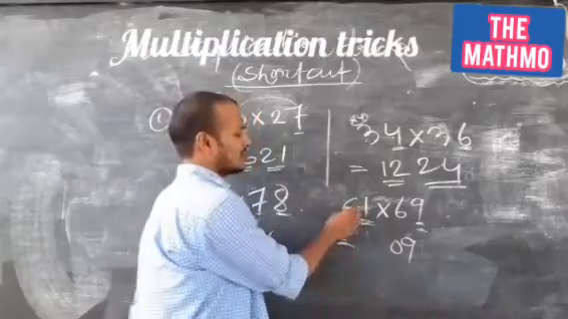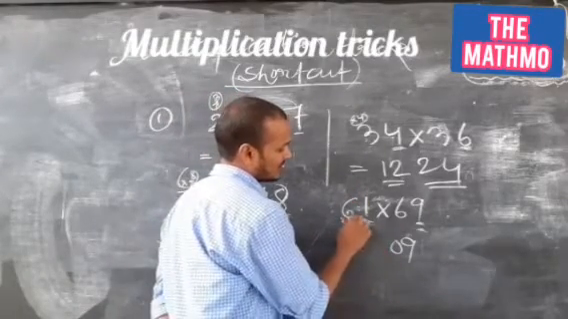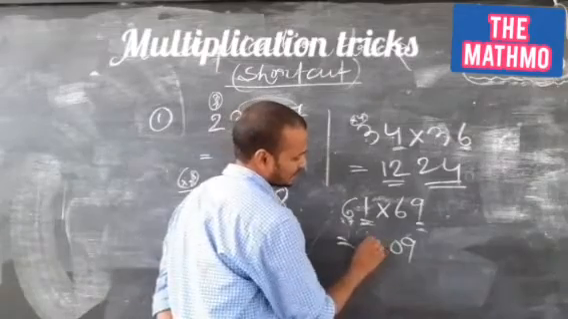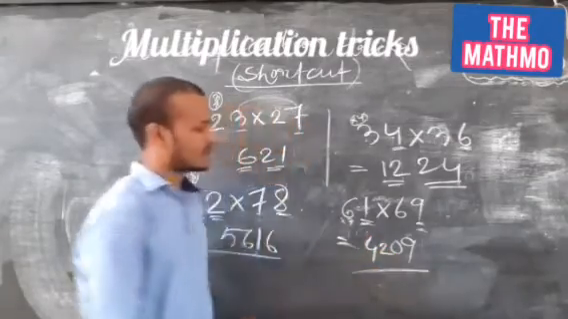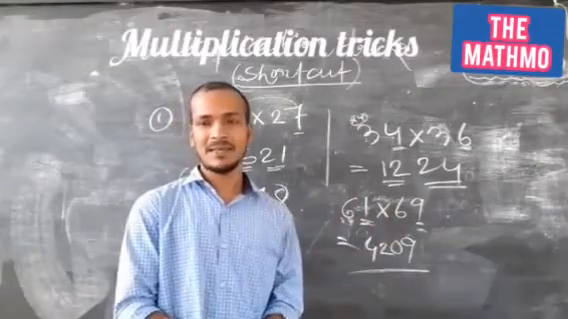And then what is next? 6 into 7 is 42. So like this you can find the product easily.